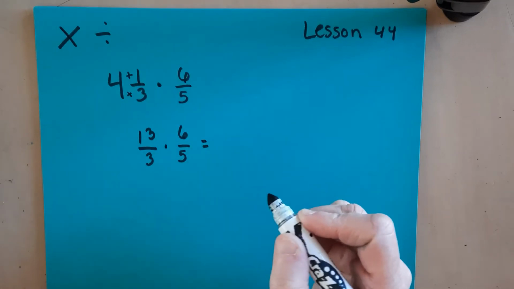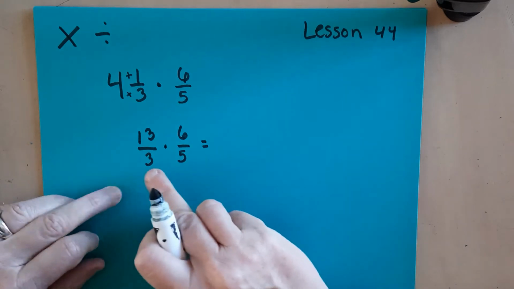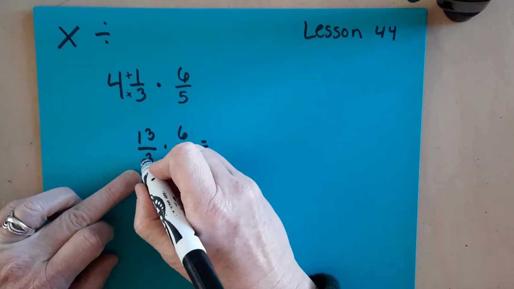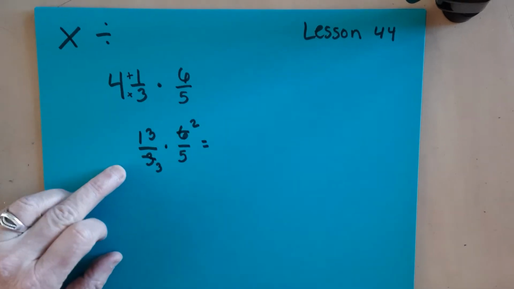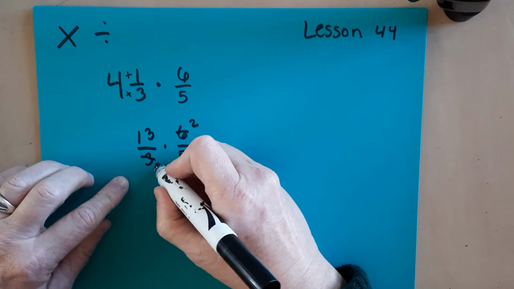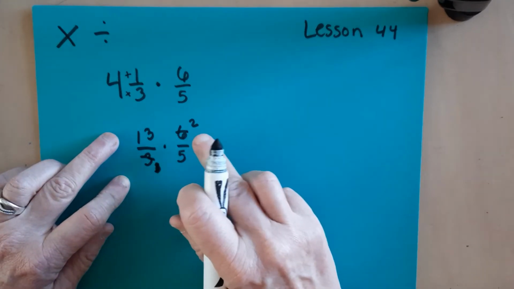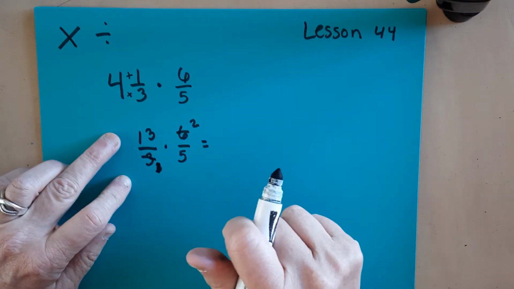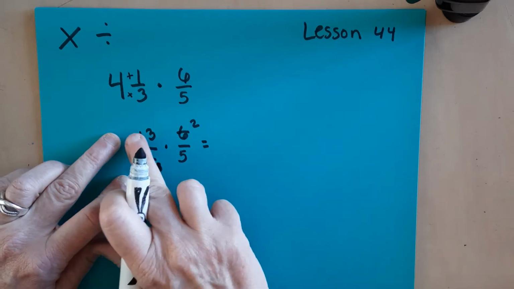Now that they're both fractions, we can go ahead and multiply, and we can cancel if we can. So we can see that these two numbers, the 6 and the 3, both have the factor of 3. So we can divide each of them by 3. 6 divided by 3 is 2. 3 divided by 3 is 1. So now we don't have anything else that we can cancel. There are no more numbers that have common factors. So we multiply the numerators.